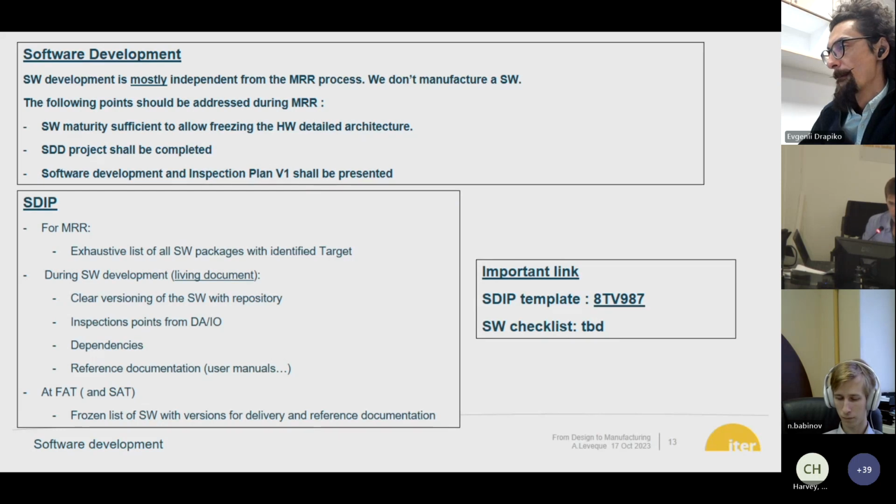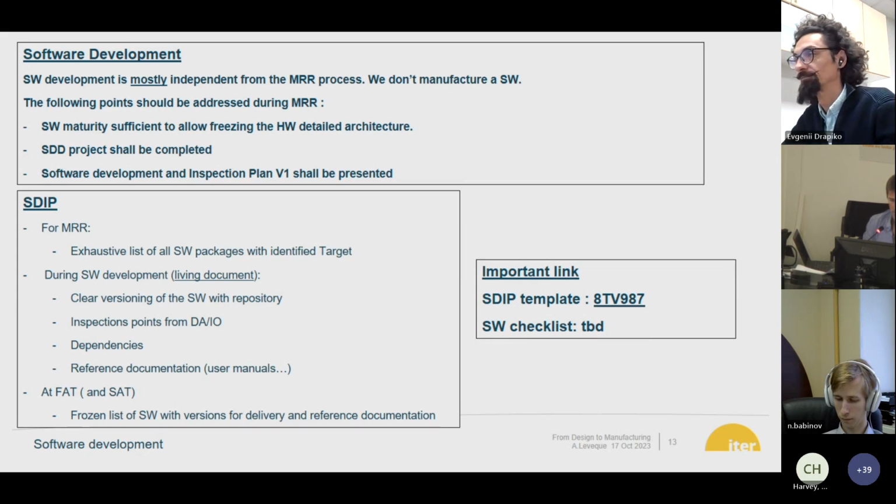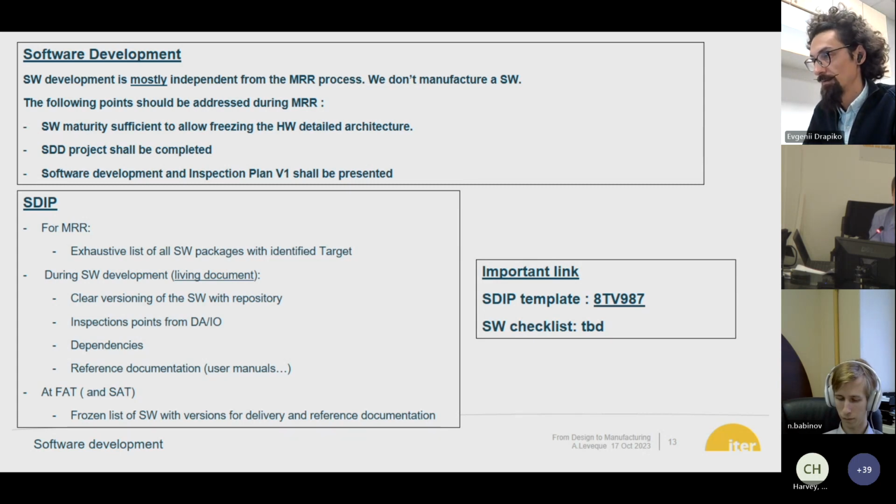What I explained earlier is that the software development is mostly independent from the MRR process, so we don't manufacture software. Still, the point that needs to be addressed is whether the software maturity is sufficient to allow the freezing of the hardware detail architecture. We would also expect at MRR that the SDD project is completed. So you can use the EA to SDD tool normally to prepare your SDD project. When I say completed, again, there can be updates, but we should have the SDD structure finalized.